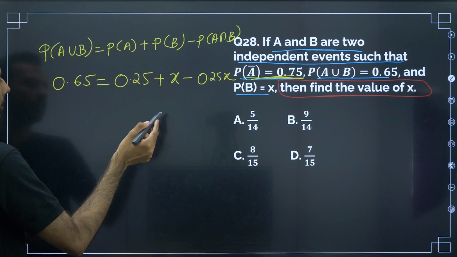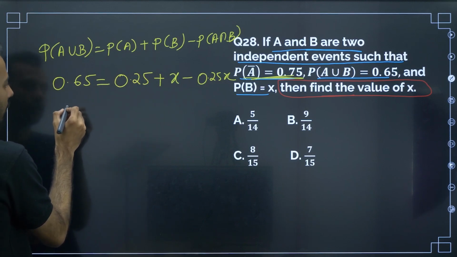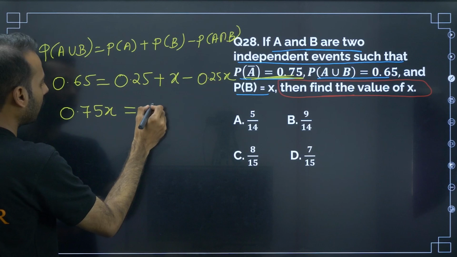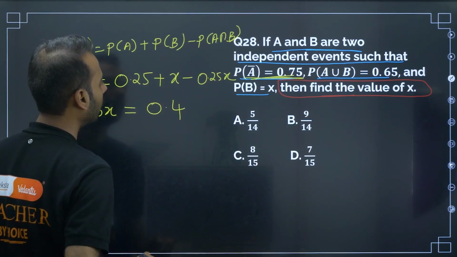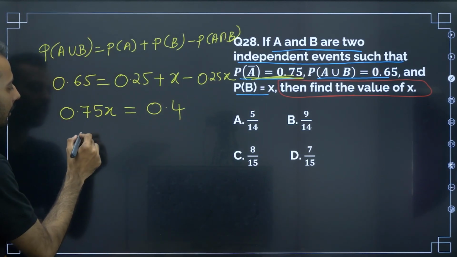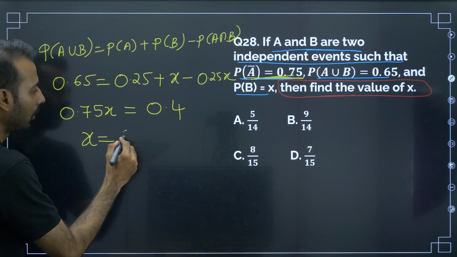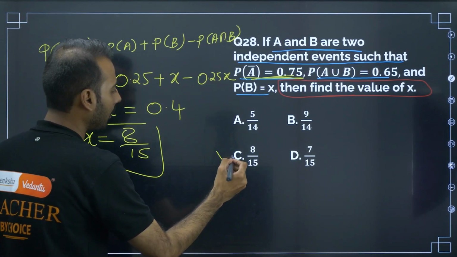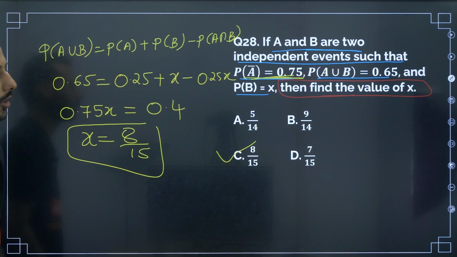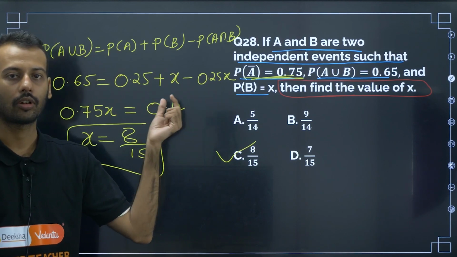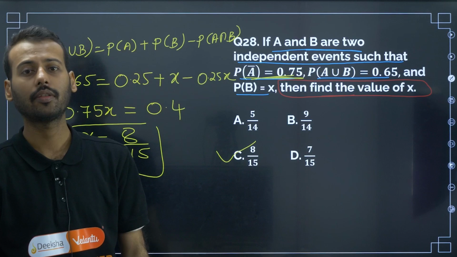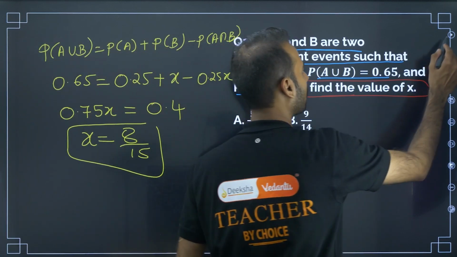Now, if I transpose that to this side, this becomes 0.75x is equal to 0.4. Next, if I simplify, x is equal to 8 by 15. So C is the answer for this. Again, only based on one theorem, so easy question only. Hardly it will take 15 seconds to solve this. Moving on to next question.